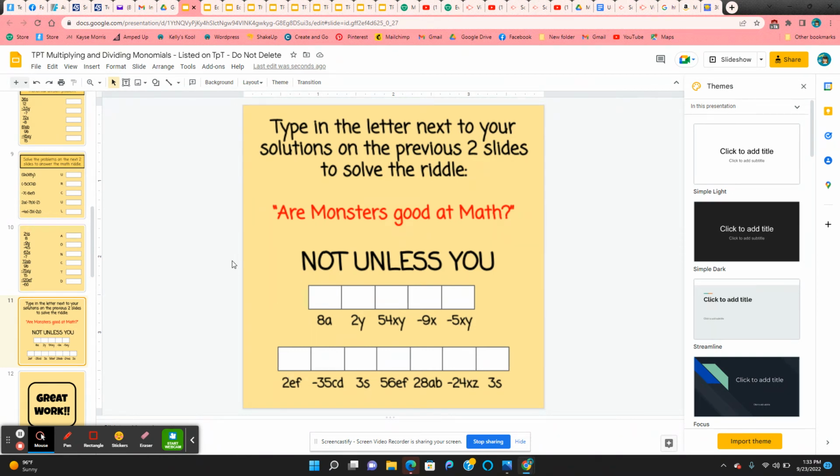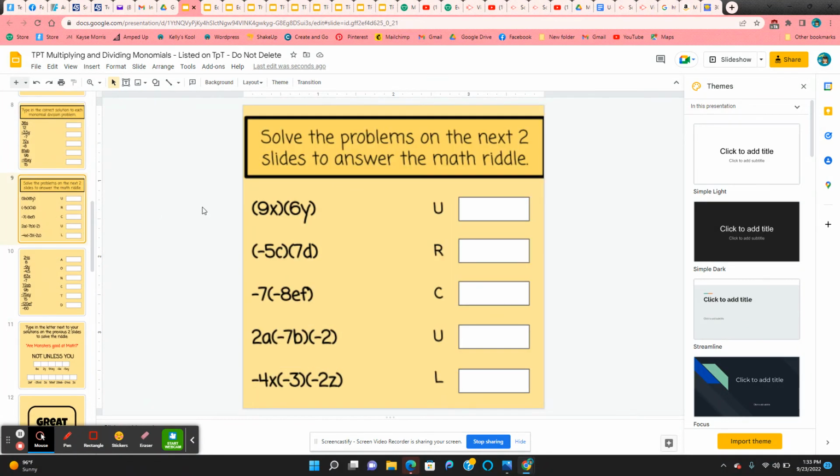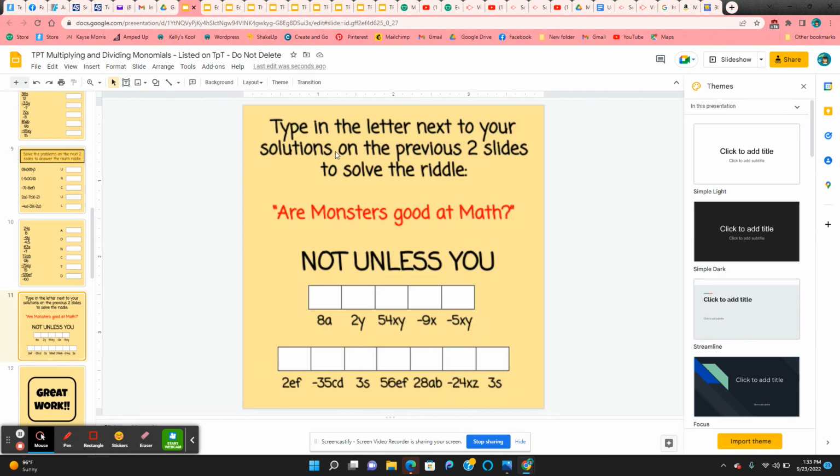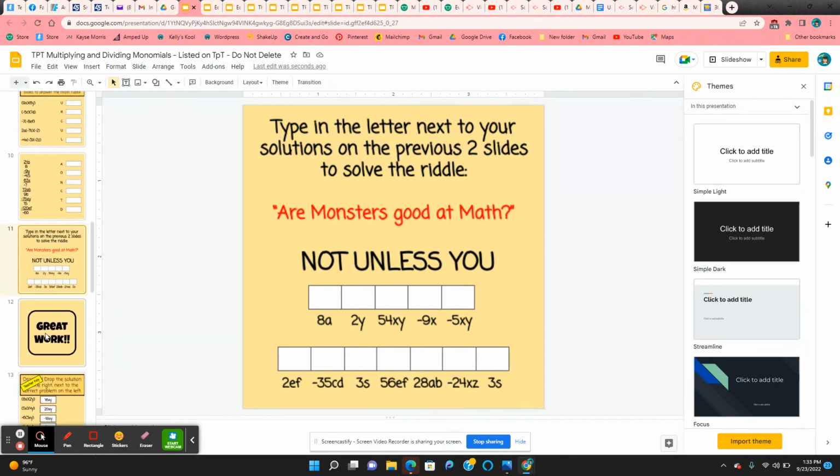When they find these answers, for example, 8a, there's going to be a letter next to that answer. And they're going to type in that letter, and it's going to solve the riddle, "Are monsters good at math?" So it's a good introductory lesson to multiplying and dividing monomials.